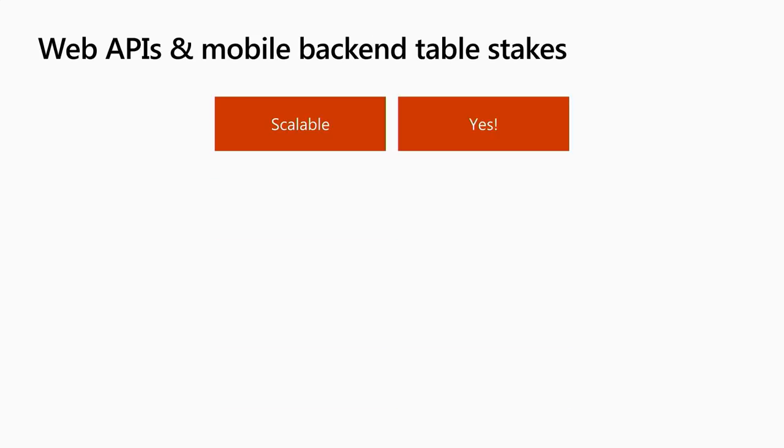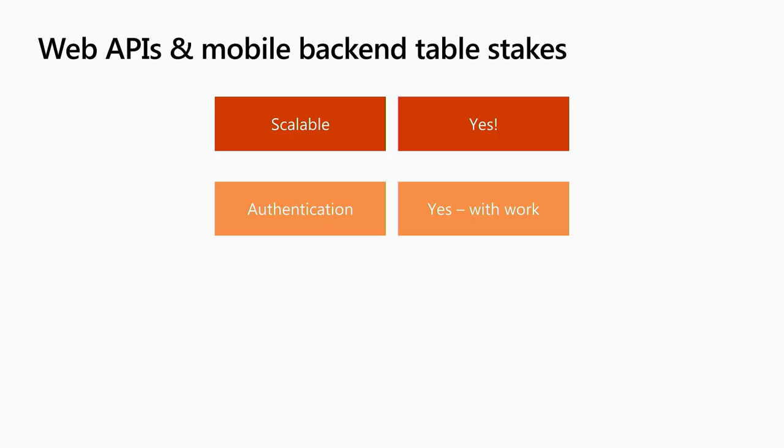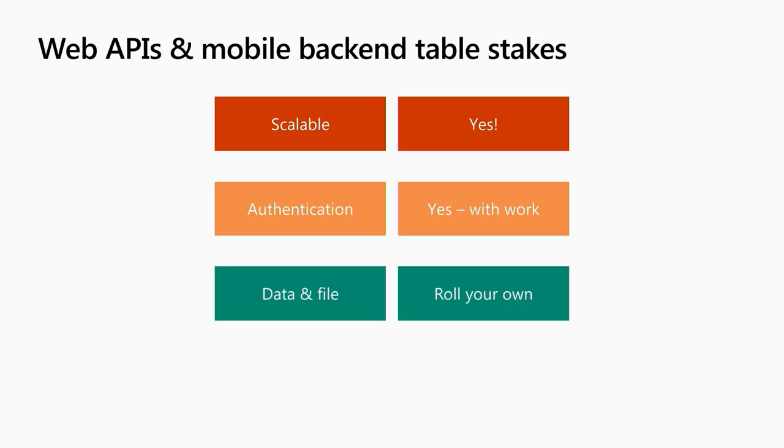So backend table stakes, scalable, yes. Authentication, I didn't touch on that. I have a ton of content around authentication. Codemailmatt.com, or you can tweet me and I'll send it to you. Yes, again with work, same thing with push notifications. You can hook it up with Azure B2C. We have an MSAL library, Microsoft Authentication Library. You can hook it up, but you're doing a little bit of work to get it all hooked up.